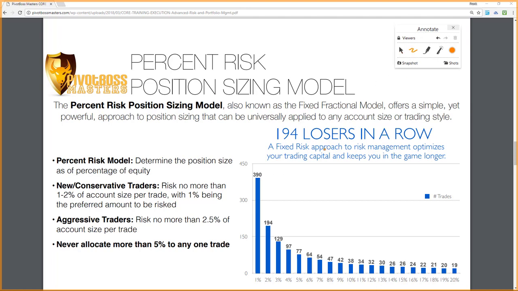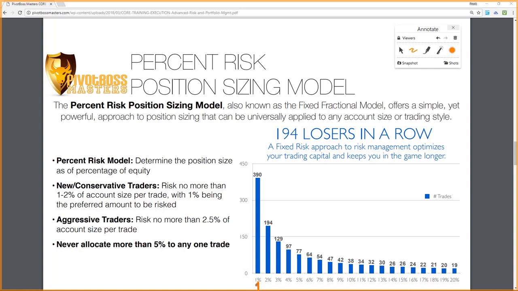For those of you that have watched part 3 of Swing Trade Pro, you remember this nice little chart right here. Basically, what this chart is showing you, and we'll get to it a little bit more, is the percent of account that's being risked.